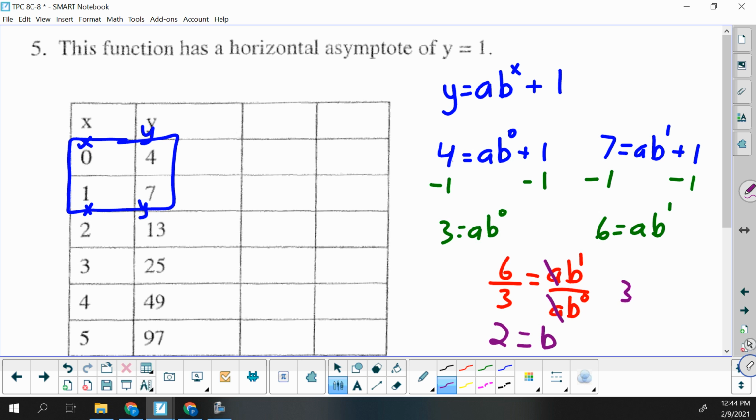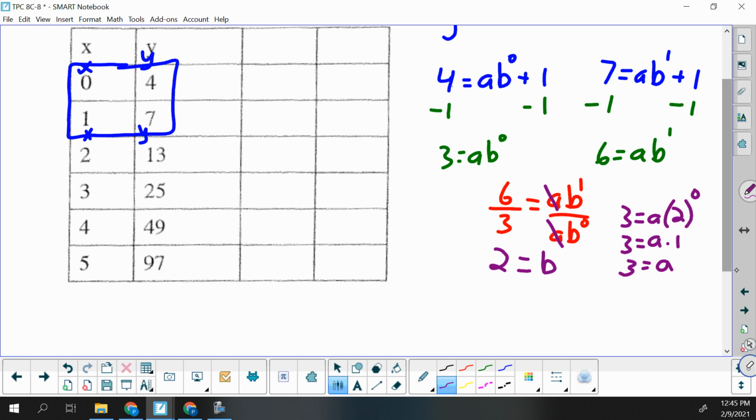We'll sub back in to find what a is. If you've got a b raised to the 0, sub in there, it'll be easier. Anything to the 0 is 1, so this is a times 1, so a is just 3. Write it out, y equals 3 times 2 to the x, and don't forget your +1 on the end from our asymptote.